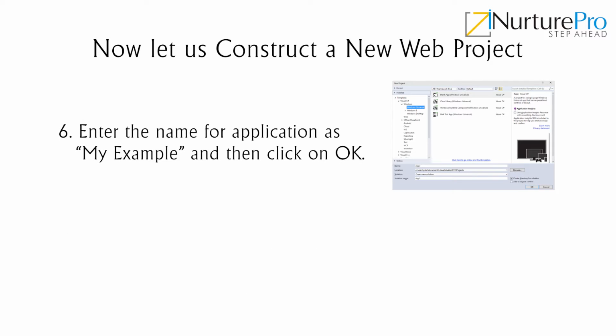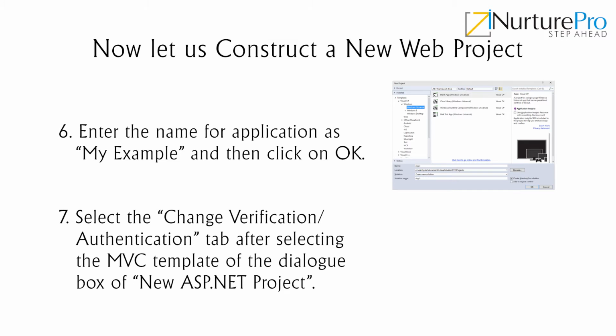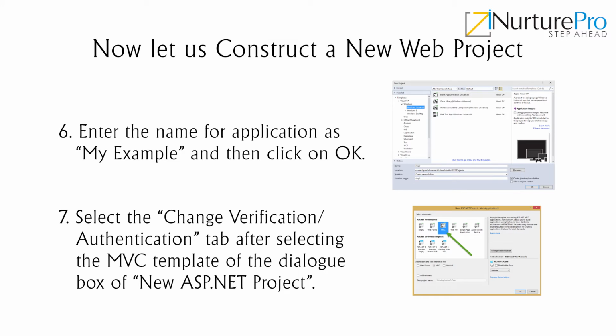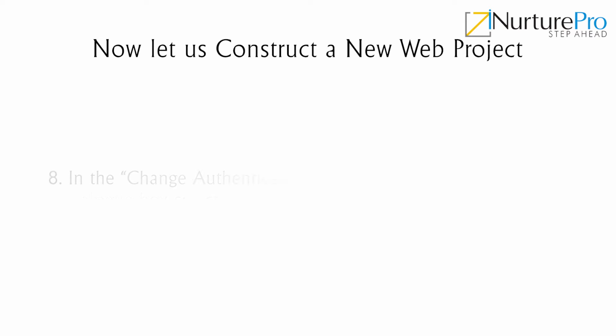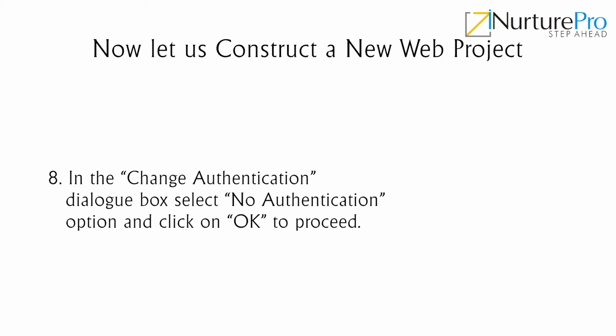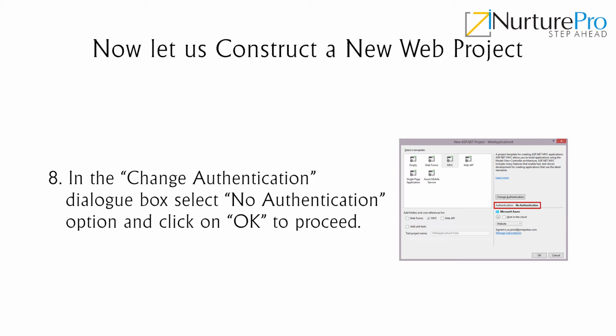Enter the name for the application as My Example and then click on OK. Select the Change Authentication tab after selecting the MVC template in the ASP.NET project dialog box. In the Change Authentication dialog box, select the No Authentication option and then click on OK to proceed.